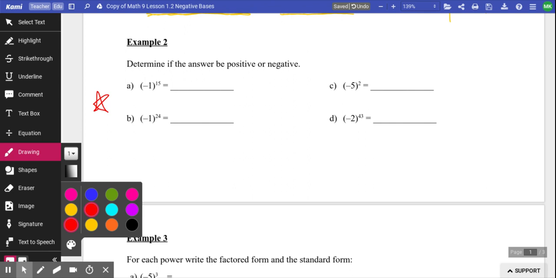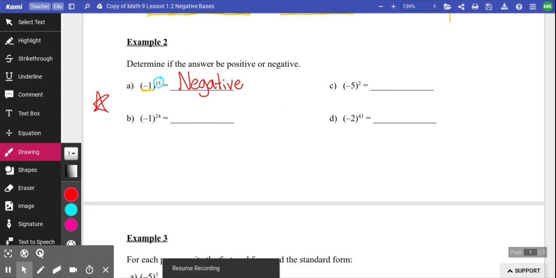So looking at this first question, I have a negative base, and then I have an odd exponent. Odd exponents mean that I'm going to be negative. My answer should be negative. In this case, it would have been negative 1. You try the next 3.